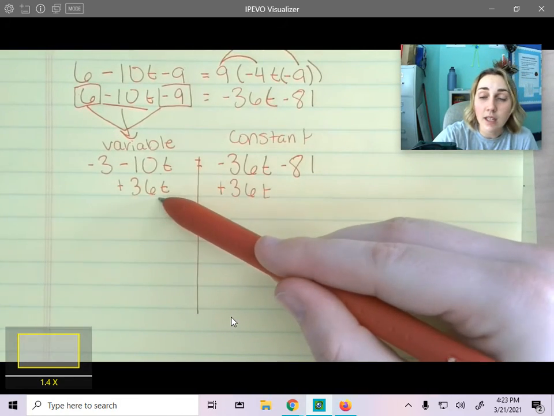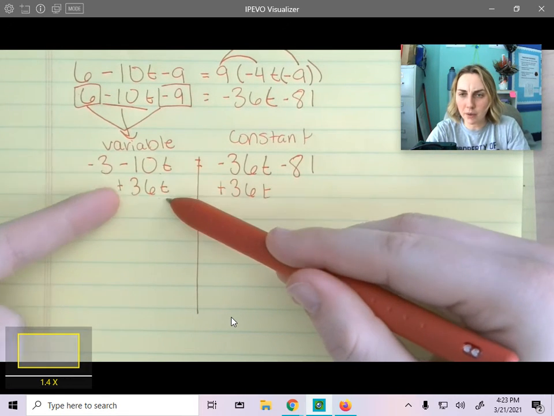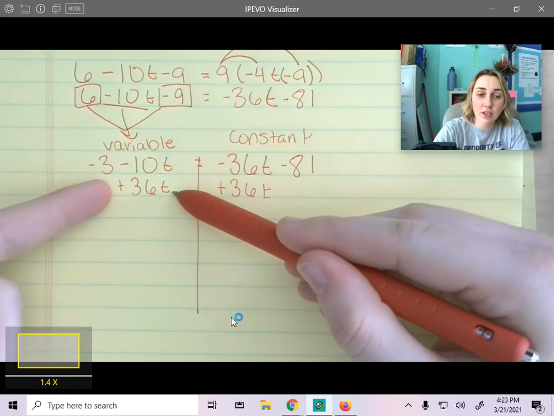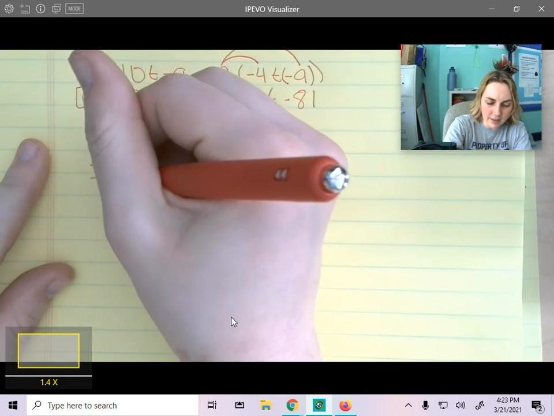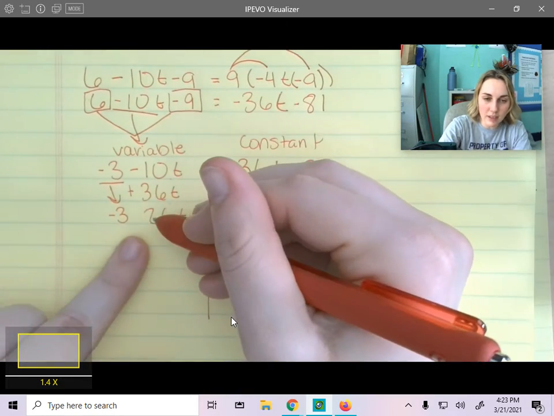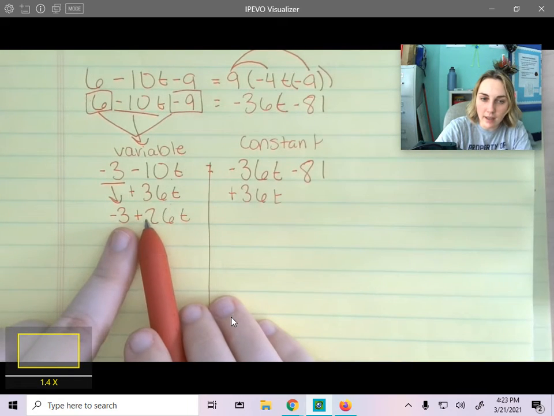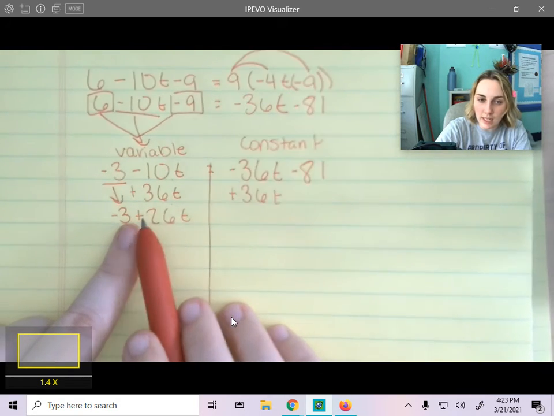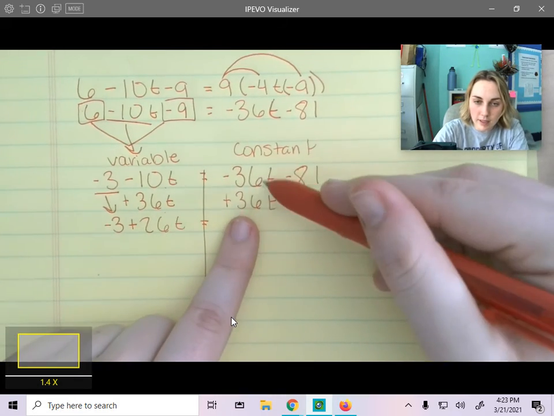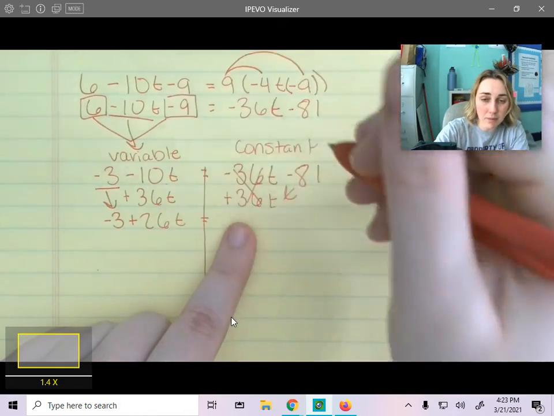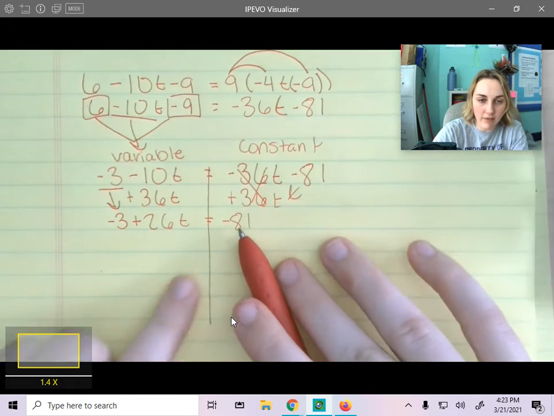So negative 10 plus 36, and again, guys, I want to put my variable right under it so I can go ahead and solve this. Negative 10 plus 36, that's going to give me 26t left over. I'm going to bring down this negative 3. And since this was a positive 26t, I'm going to put a plus sign in between those. Then I'm going to cancel these out. They're opposites, but I will bring down this negative 81. Remember, we take the operation in front of it.